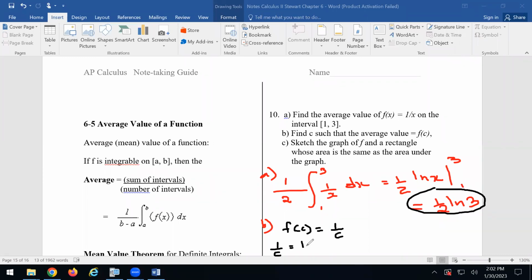So it's going to equal ln3/2. And then go ahead and solve for C. You could cross multiply. So this would imply that C times ln3 is equal to 2, which means that C is equal to 2/ln3. All right, that's what you would get.